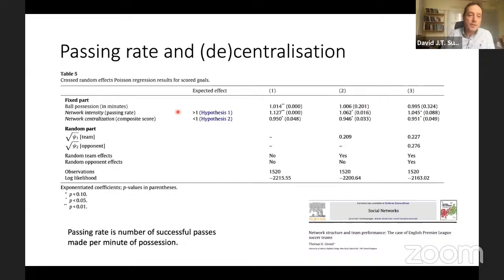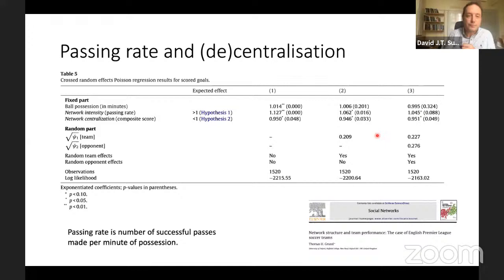I'll just tell you that he also found that two centralized networks, I'm going to say a bit about what centralization is afterwards, but before I do that, let's just say that two centralized networks, that means that the ball goes too often to the same player, tend to produce worse football. So the more distributed your game is, the better, the more likely you are to succeed. And he found this actually at 5% level.